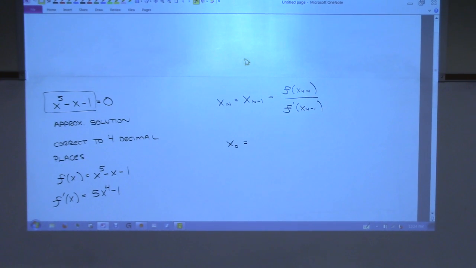Well, what happens if we plug in 1? You get negative 1. That's close to 0. What if we plug in 2? Uh-oh. That's pretty far away from 0, isn't it? 0.5. So let's just start with 1. I mean, it's close, right? It's a nice number. Let's just start with 1 and see what happens.